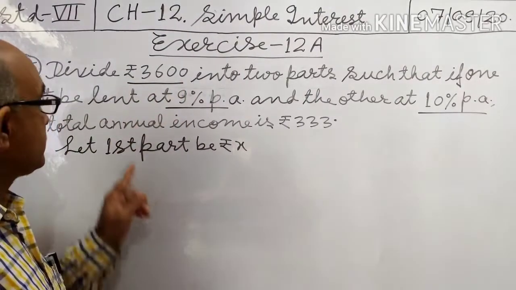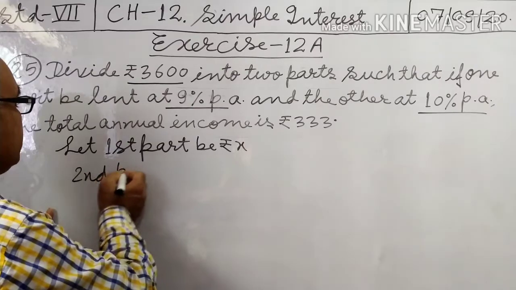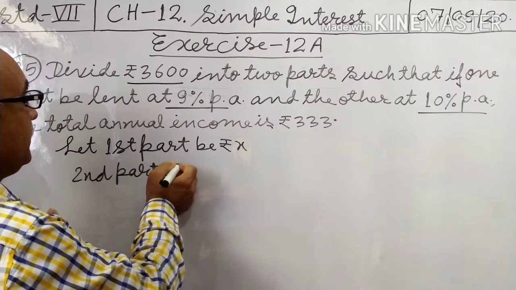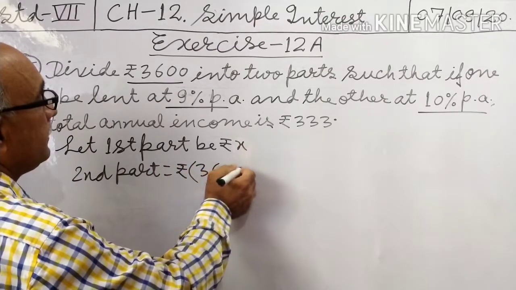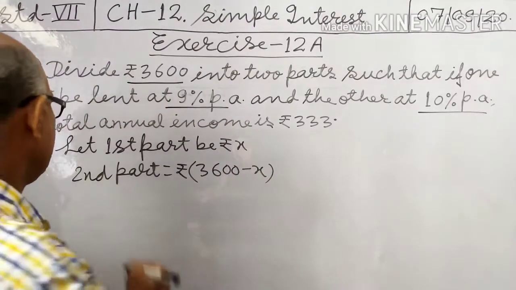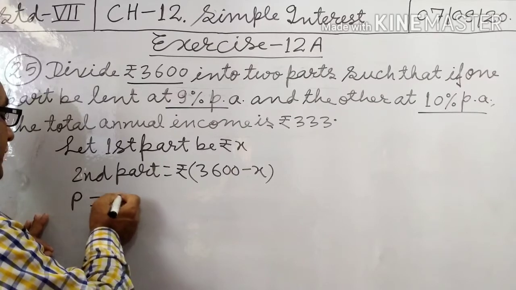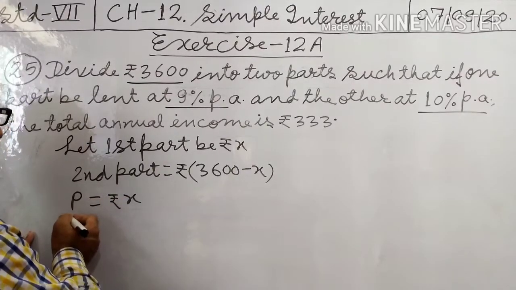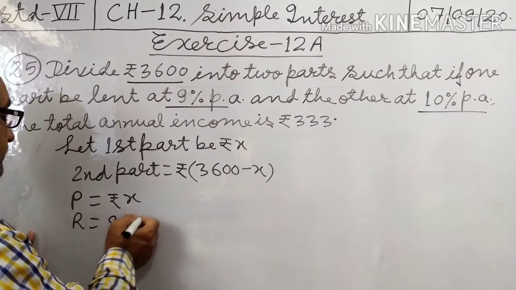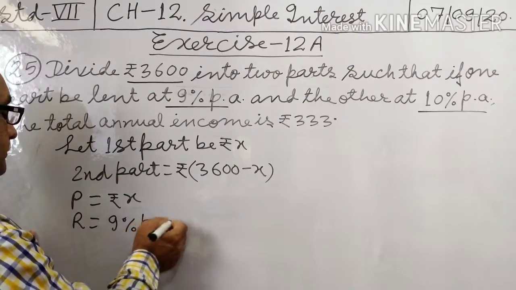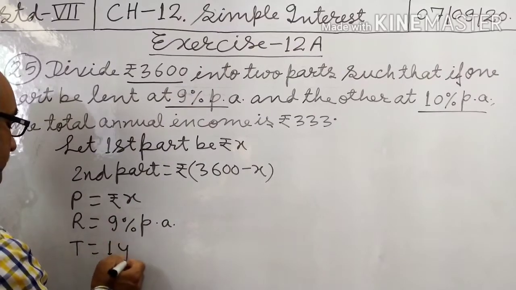3,600 divided into two parts. So let first part be rupees X and second part equal to rupees 3,600 minus X. Now P equal to rupees X, R equal to 9% per annum, T equal to annual income, so T equal to 1 year.